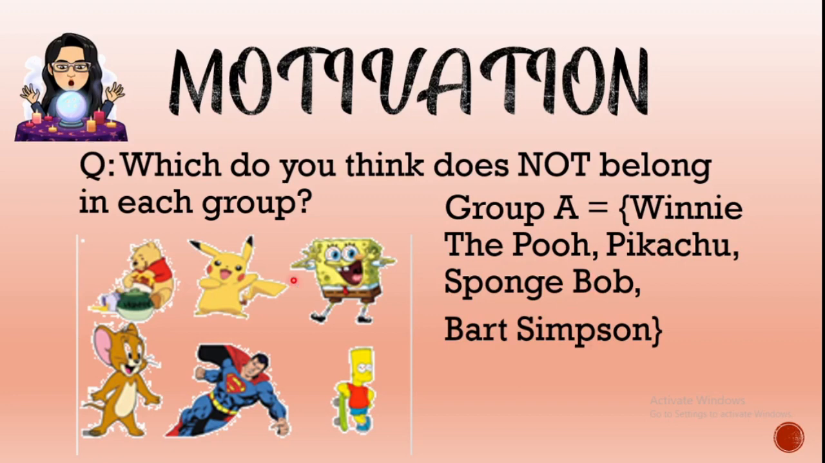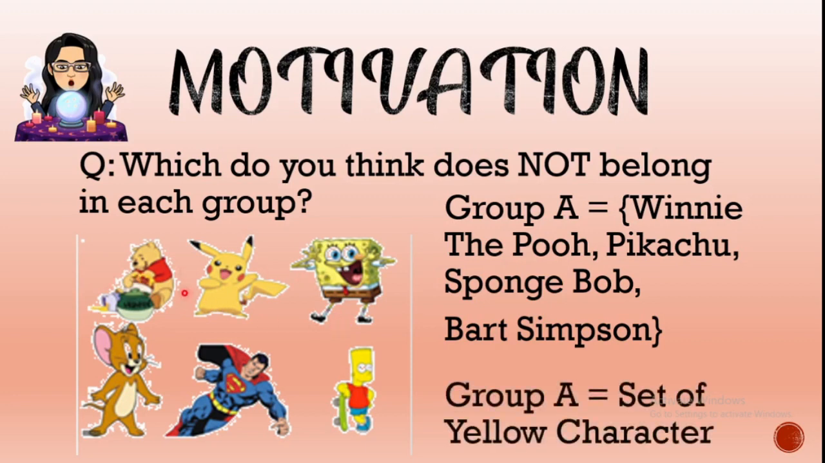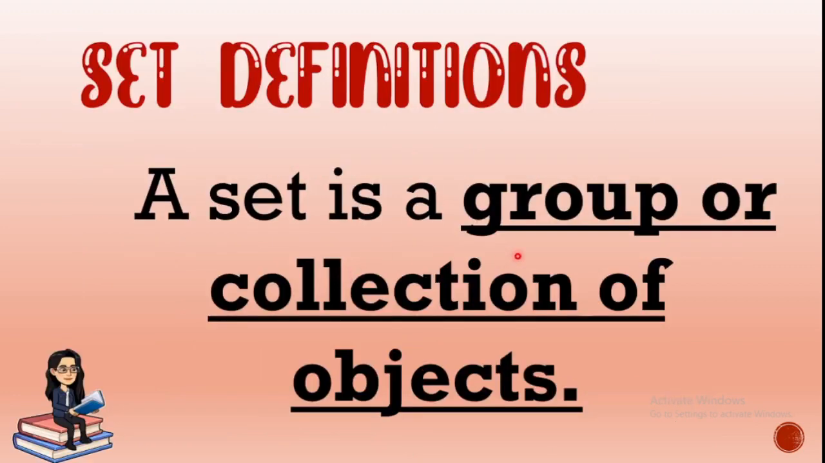Sa tingin mo, bakit sila ang magkakasama? Bakit sila ang magkakagrupo? Okay, kasi lahat po sila ay pare-parehong kulay yelo ang kanilang karakter. So, etong grupo na to ay tinatawag nating set. So, what is set? Set is a group or collection of objects.